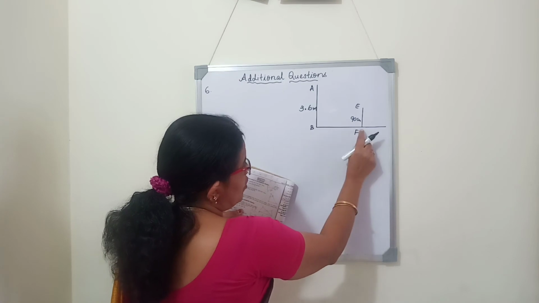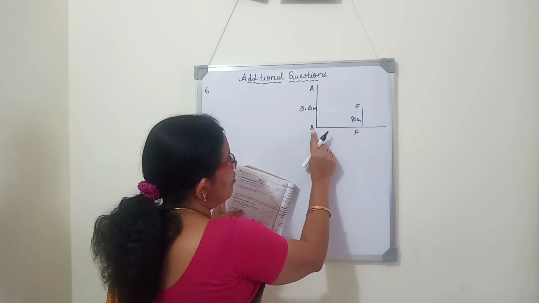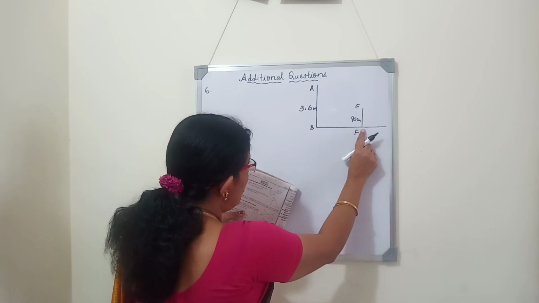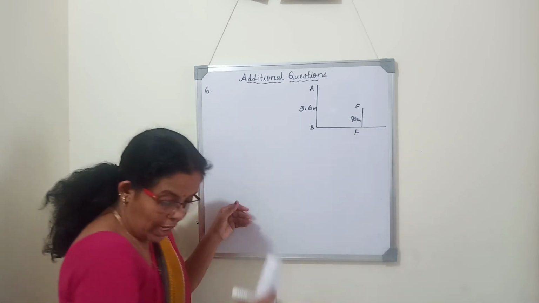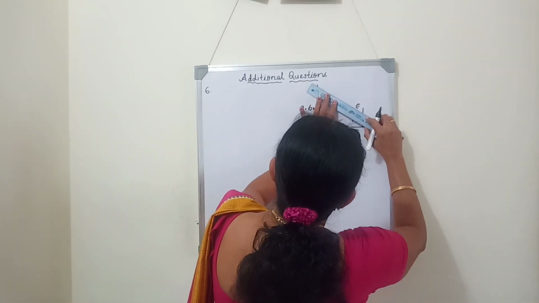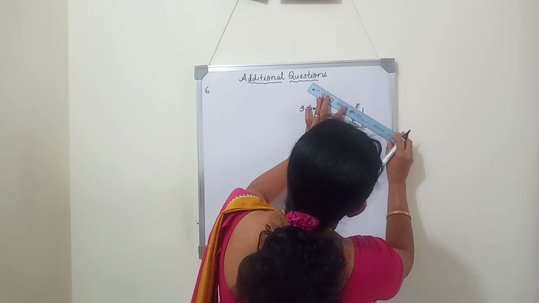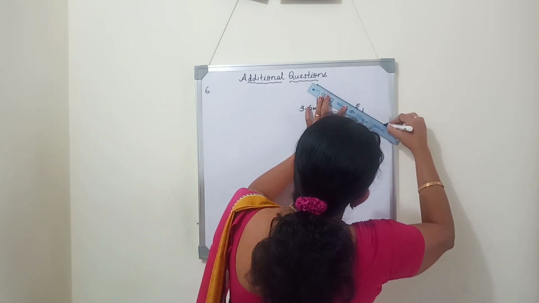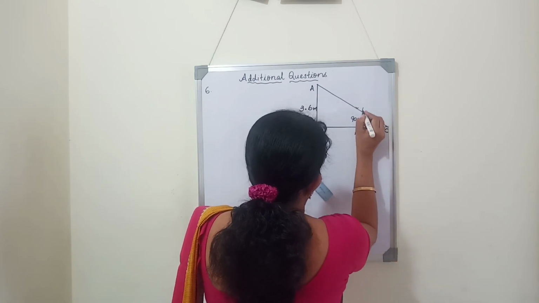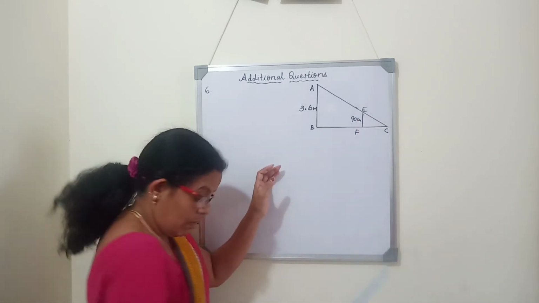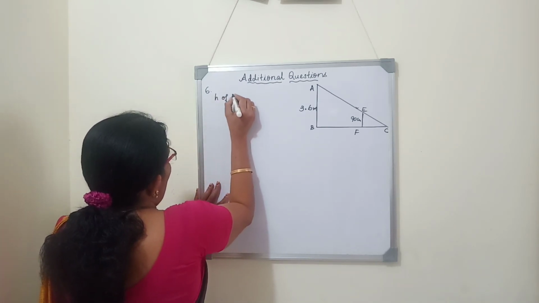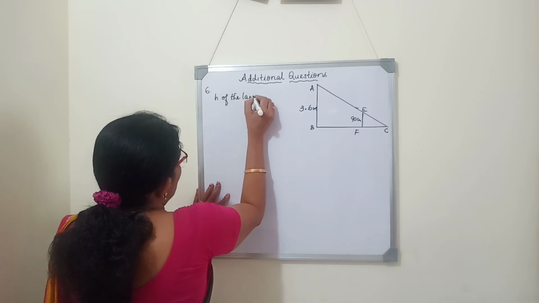So after 4 seconds, now she is here. She started from the base of the lamp post. After 4 seconds, she reached here. Now we should find out the length of her shadow. So FC is the length of the shadow. We will complete the diagram. Now we will write the height of the lamp post AB.